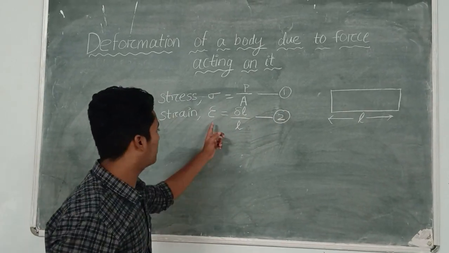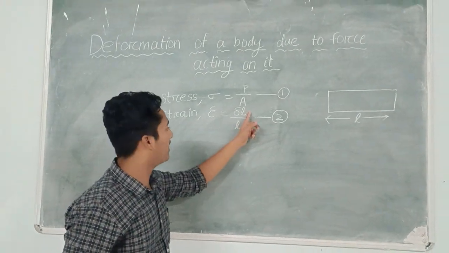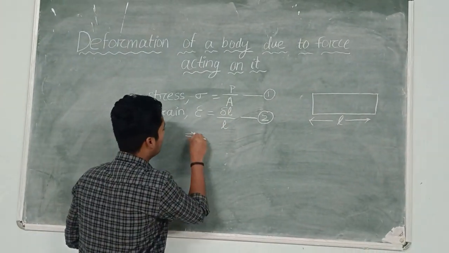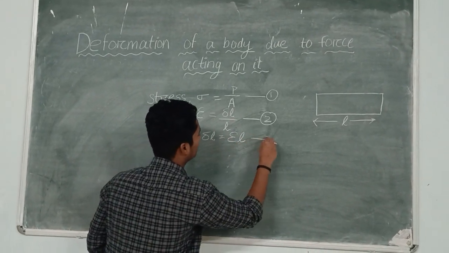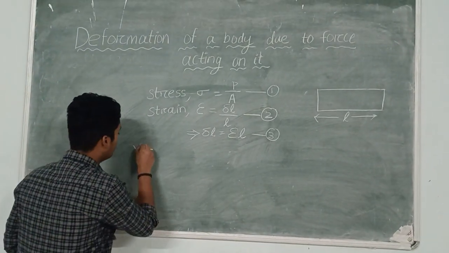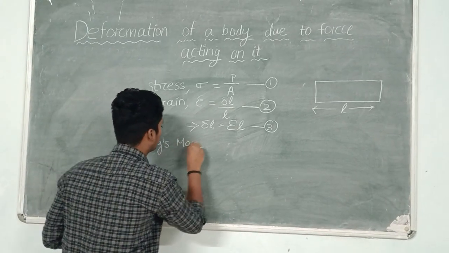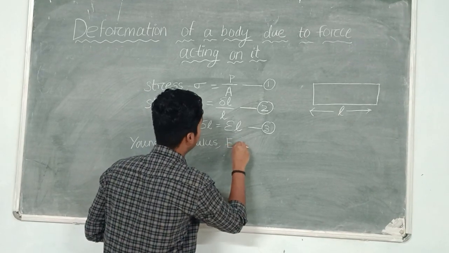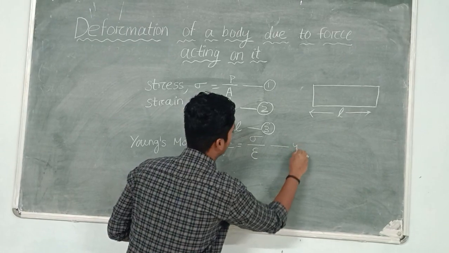So the strain is the amount of change of length by original length. The amount of change of length, that is deformation, that is del L by L, and here we can write that del L equal to epsilon L, it is equation number 3. And now Young's modulus, that is E is sigma by epsilon, which is equation number 4.